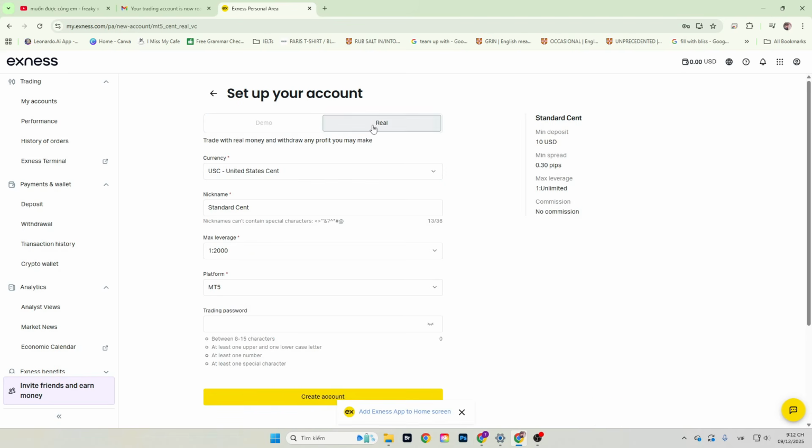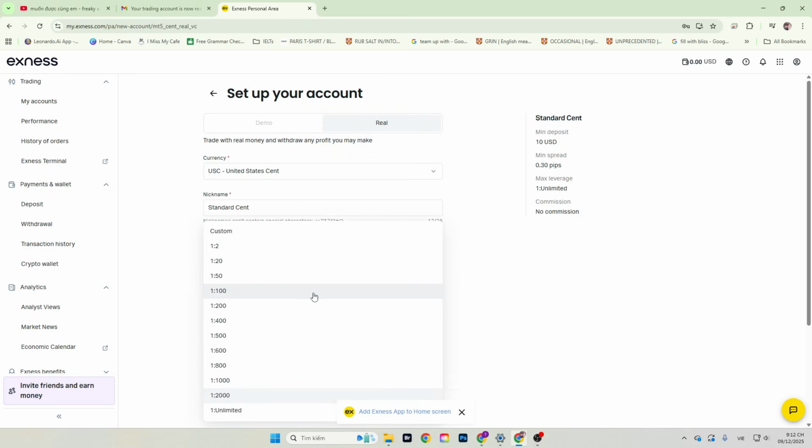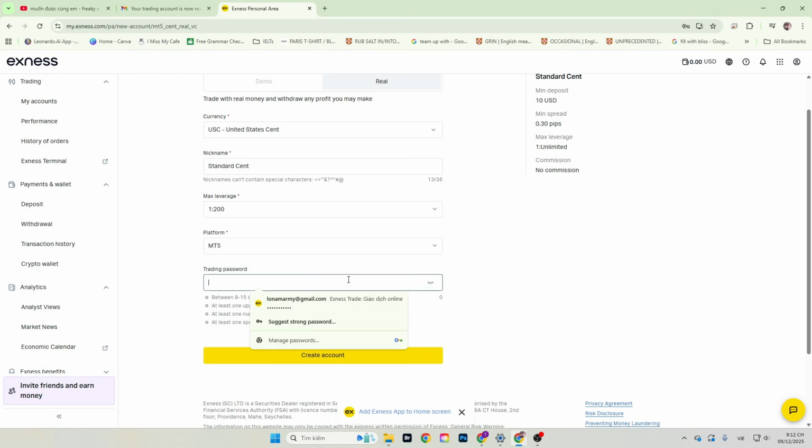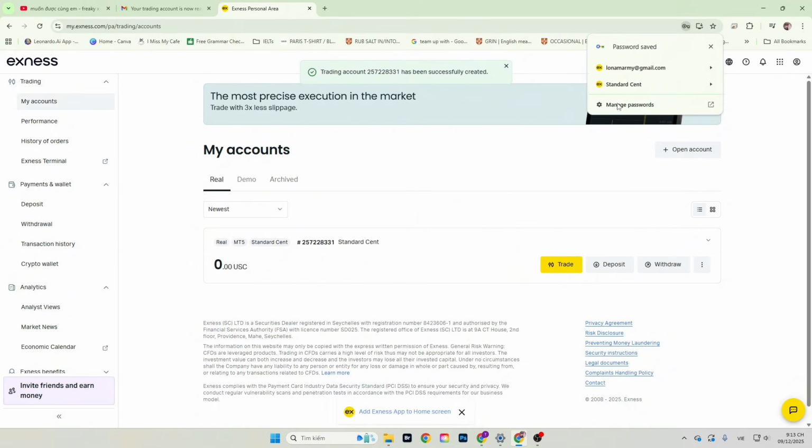Here, I will set it as a real account and choose the leverage. I will usually use leverage of 1 to 2000. Then choose the platform. If you are using MT4, you choose MT4. And if you are using MT5, then choose MT5. And we will enter the password that I want. Then we will click Create Account. At this point, we have successfully opened a Cent account.